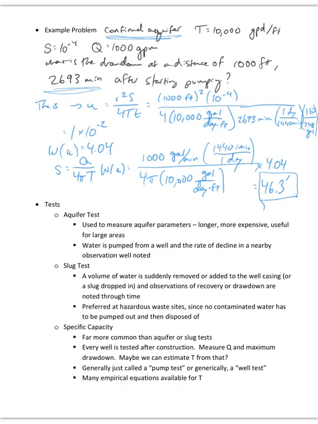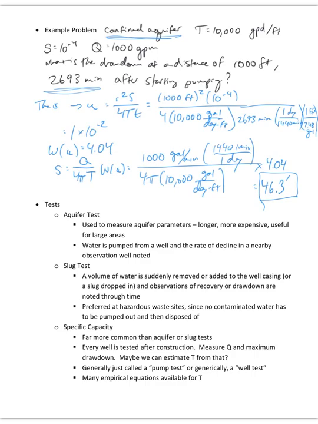Aquifer tests are most commonly done by geologists or hydrogeologists, and they're used to measure aquifer parameters like transmissivity or hydraulic conductivity. They tend to be long tests that are a little bit more expensive to do, where you basically pump water from a well and observe the rate and extent of decline in groundwater levels in nearby observation wells. We did some example problems in the steady state portion where we did essentially that. We looked at pumping from one well, response in another, and we calculated things like transmissivity from that.